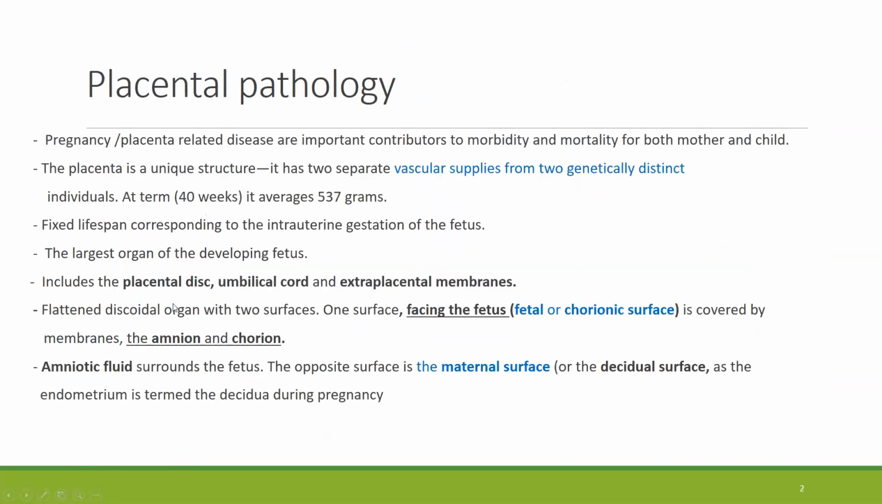So the placenta includes the placental disc, the umbilical cord, and the membranes. The placenta always has three components: the placental disc itself, the umbilical cord, and the membranes. Always three components: disc, membranes, and the umbilical cord.